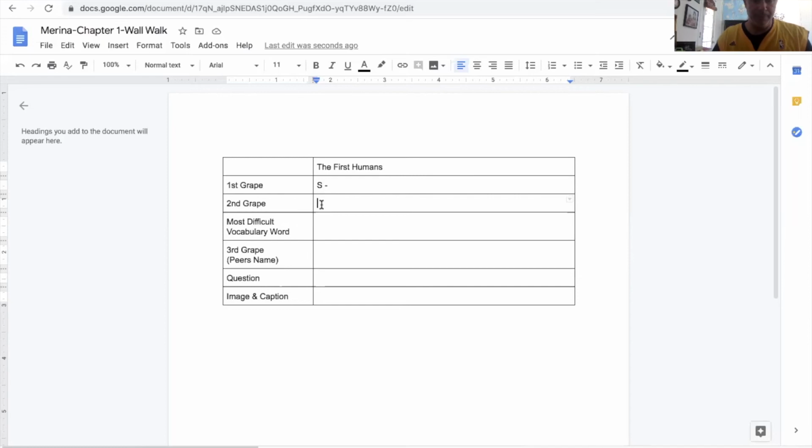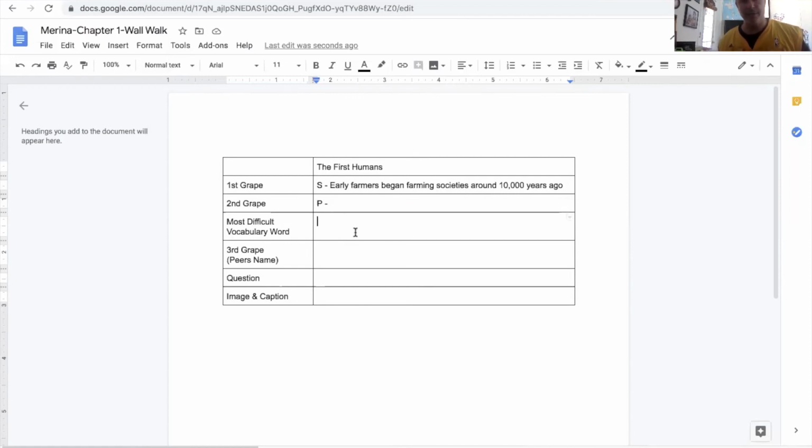The next one might be P, political. Again, I'm going to type in my fact that I learned about these things. Society has to do with the people. So early farmers, right, began farming societies around 10,000 years ago. Same thing for P. Then we're going to write the most difficult vocabulary word.